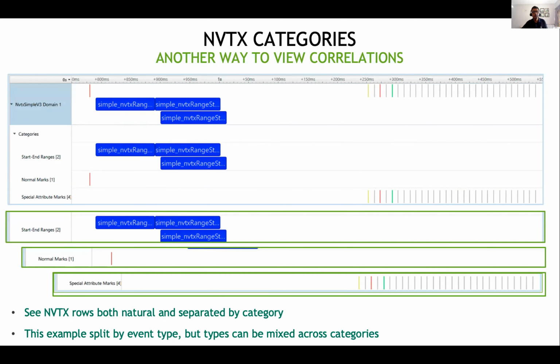NVTX is the NVIDIA Tools Extension. It allows you to annotate your application. You can add these APIs. It's a very useful feature where you can demarcate and identify different phases of your application and see them along with the timeline. One new feature that was added is that you can classify events and add named categories, so that all events related to those categories can be seen together. That makes it easy for analysis.